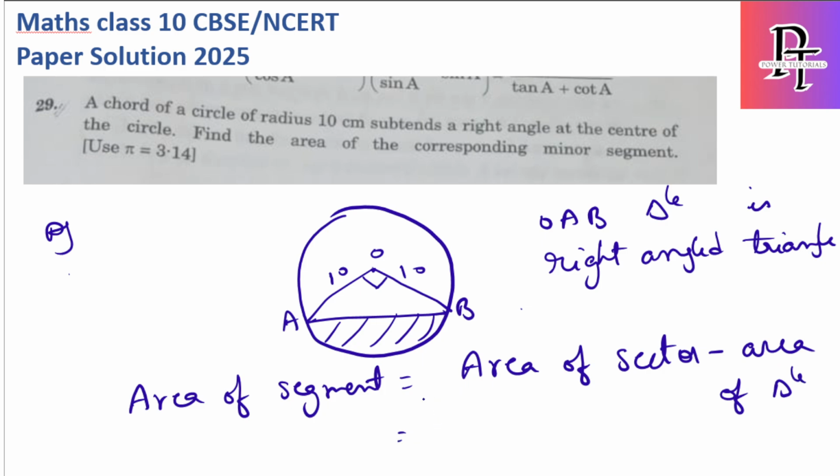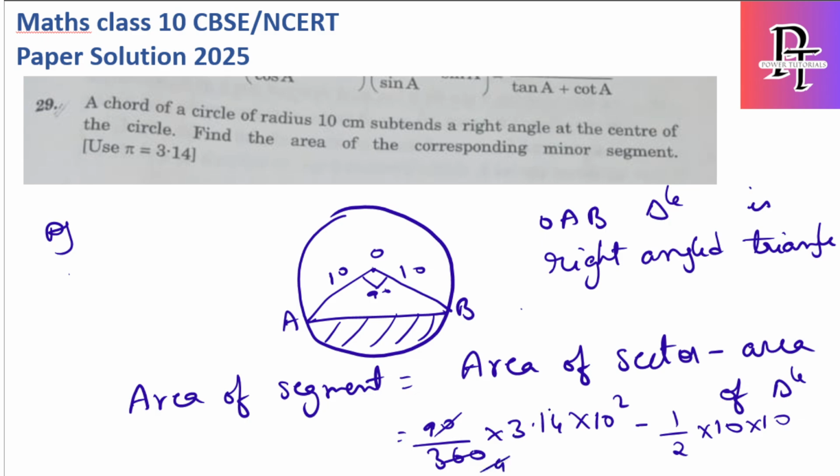What is area of sector? Theta by 360 into pi r square. Theta is mentioned 90, so it is 90 by 360. Pi 3.14 they have mentioned in the question. R square, so 10 square, which is 100, or else I will keep r square. Area of triangle, it is a right angle triangle, so simply half into base and height will do it. So half into base and height, both are 10 and 10.